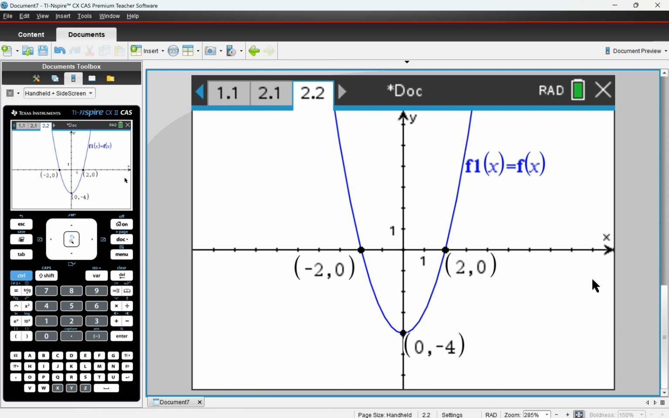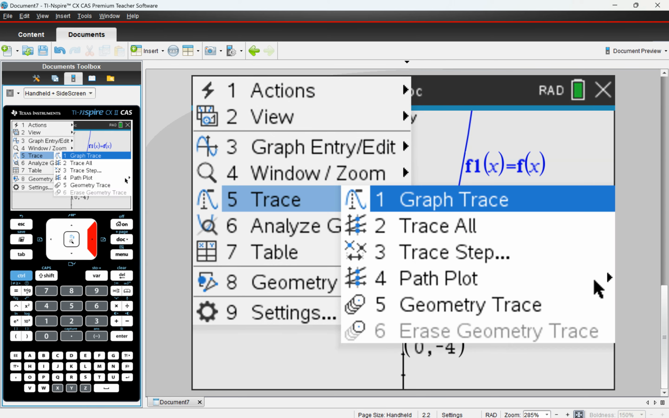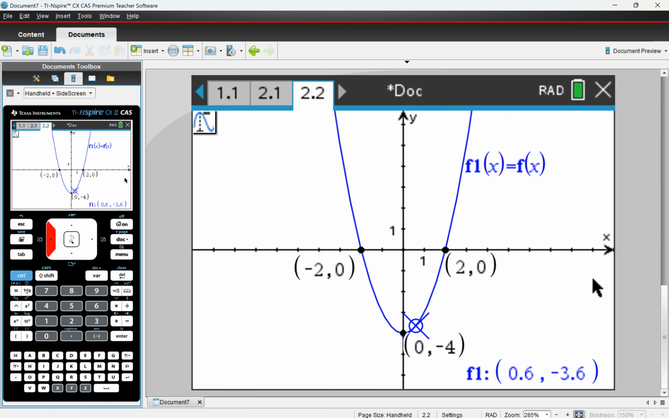Whereas if you use graph trace, so menu 5, 1, it will magnetically attach itself to key points. So we go to menu 5, 1 again. See, if I just move left and right on the arrows, it will naturally just stick to itself where there are key points. And that's the same for turning points and all that.